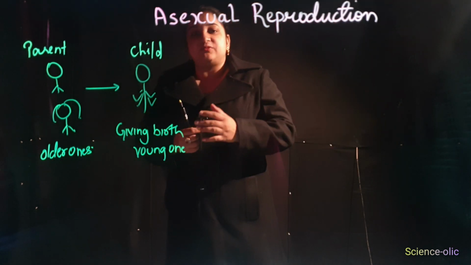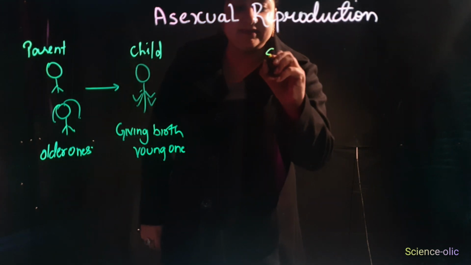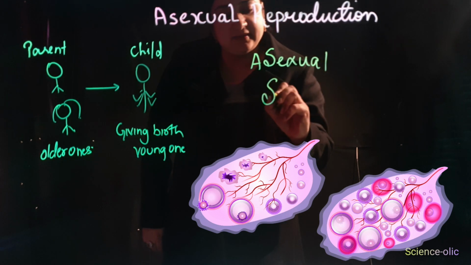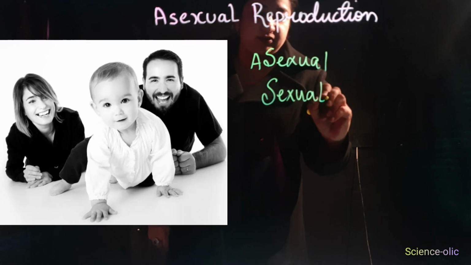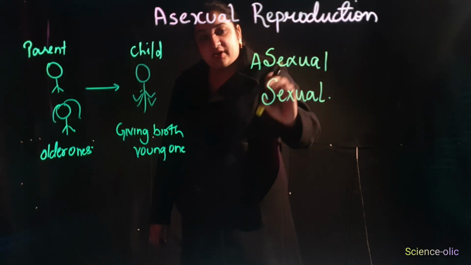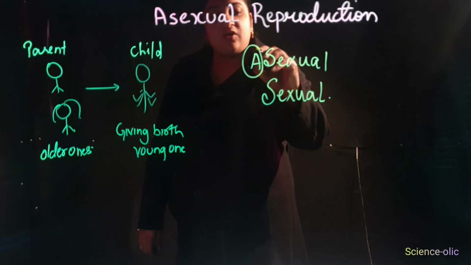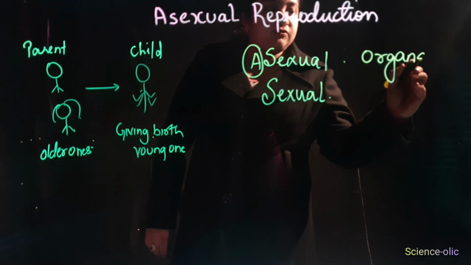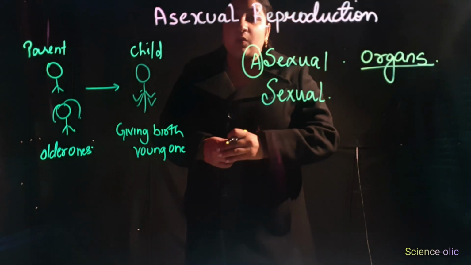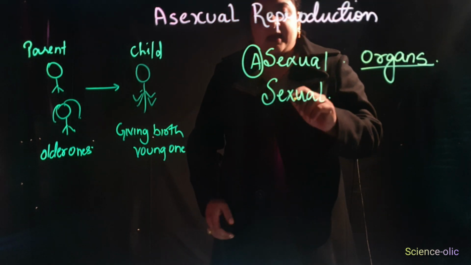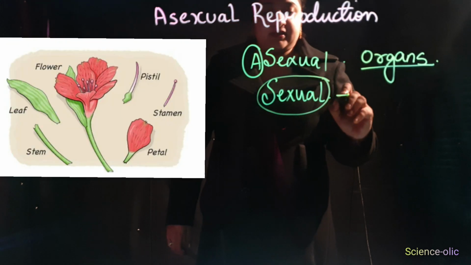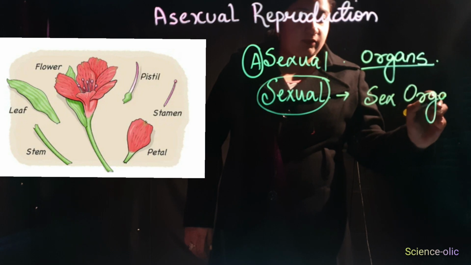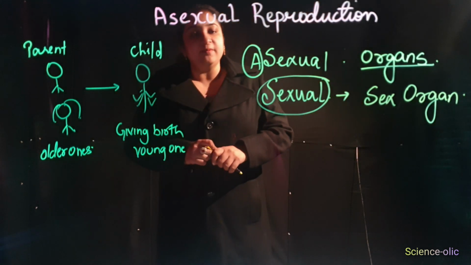There are different types of reproduction, that is asexual reproduction and sexual reproduction. Asexual reproduction is the absence of sexual organs. They don't require specific organs. And sexual reproduction is where sex organs should be present.